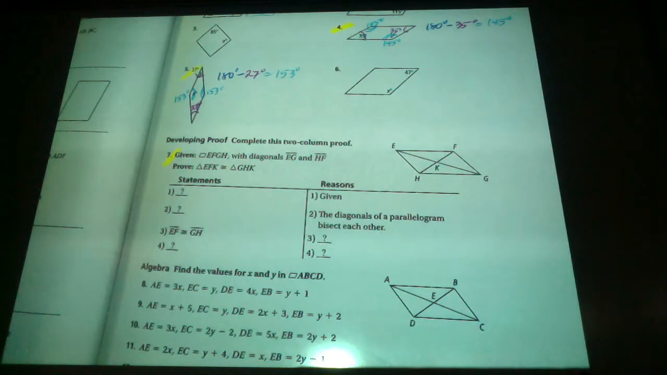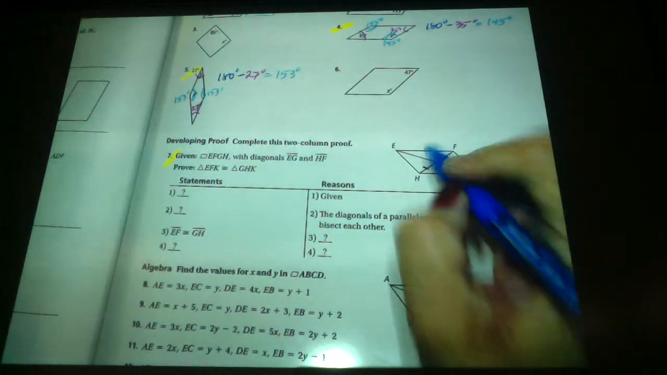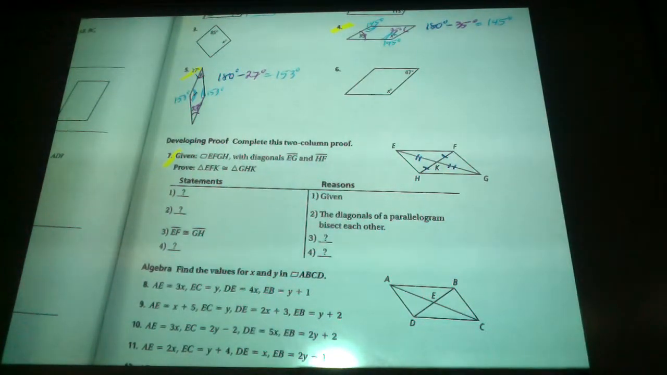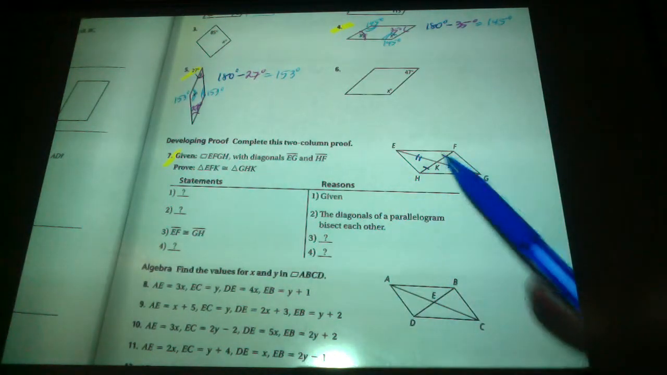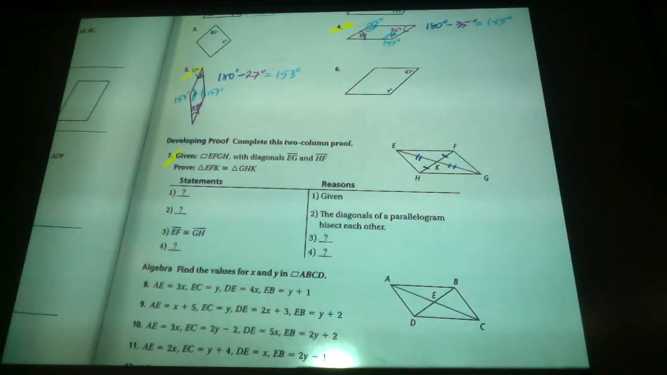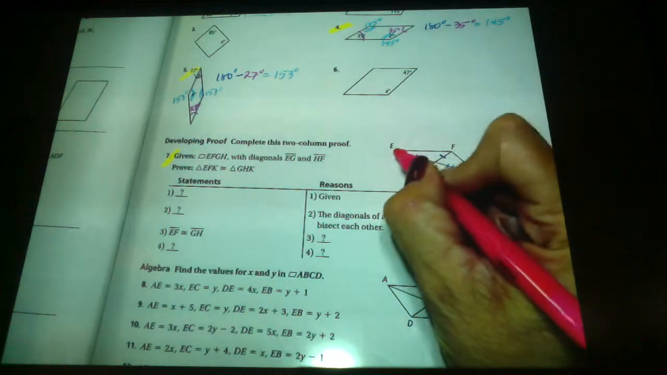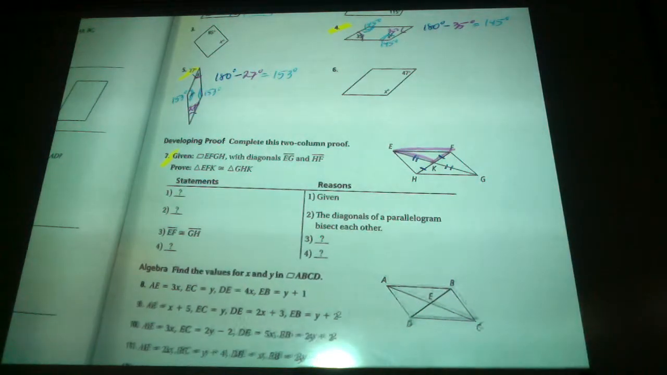So I know just from the fact that it's a parallelogram that this is congruent to this, and this piece is congruent to this piece. I also know that opposite angles are congruent and that consecutive angles are supplementary. We need to prove that triangle EFK, so EFK here, is congruent to triangle GHK.